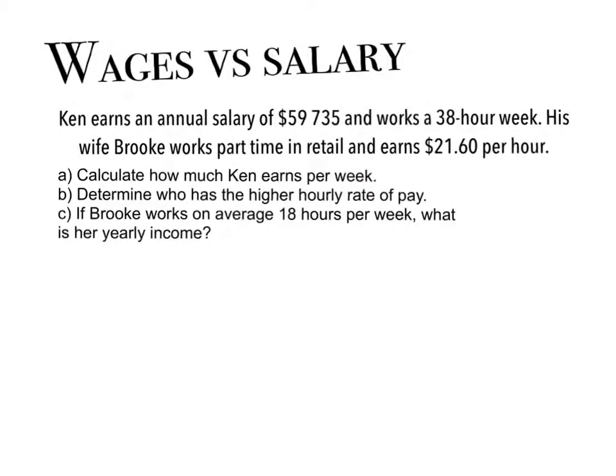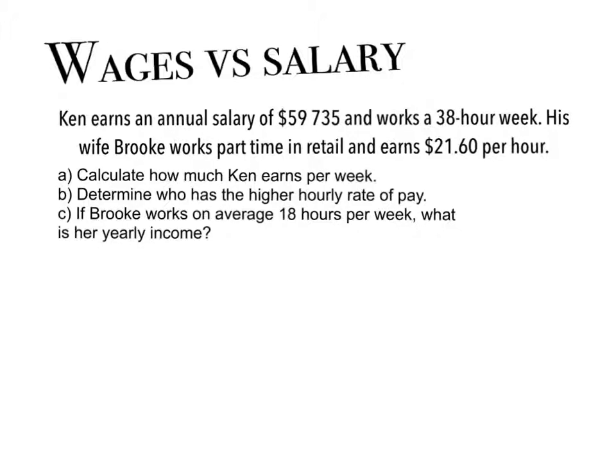Let's have a look at another example question. Ken earns an annual salary of $59,735, and he works a 38-hour week. His wife Brooke works part-time in retail and earns $21.60 an hour. Okay, cool. So we've got two people: Ken on a salary, working 38 hours a week, and Brooke working part-time in retail at $21.60 an hour.